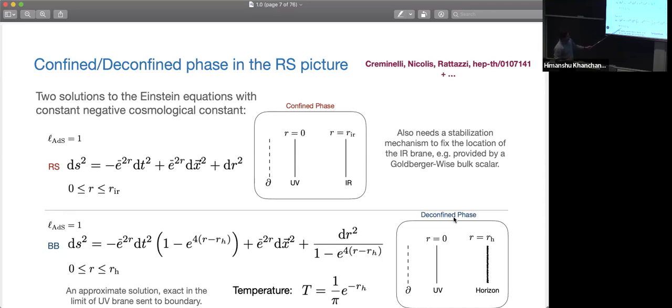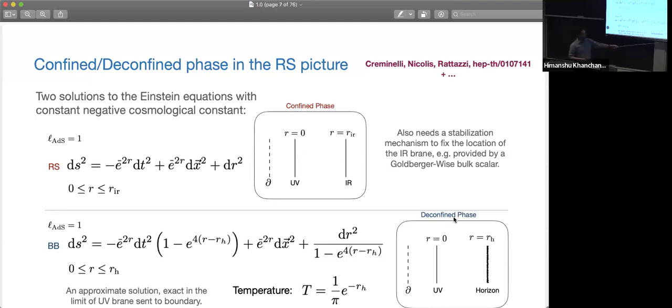There's another solution which has a horizon, and the metric looks a little bit different. And now we still have the dotted line, which is the AdS boundary. There's a UV brane, but now there's a horizon at some point. Horizons have a temperature because of Hawking temperature, and this temperature corresponds to the temperature in the dual theory, which is what the deconfined phase is, because the field theory is at some finite temperature.